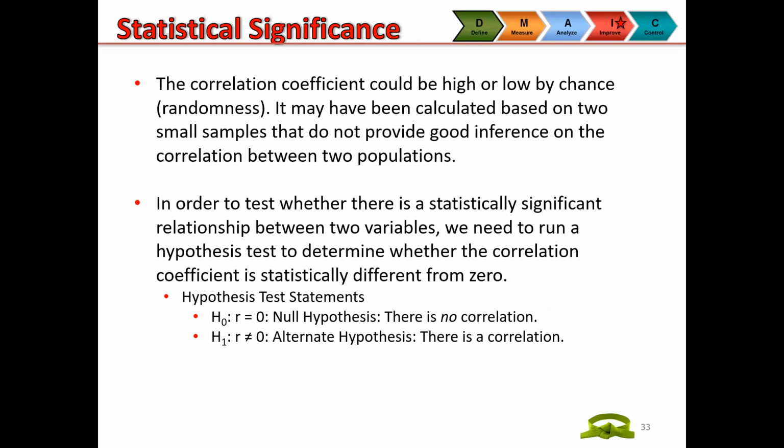And the correlation coefficient could be high or low by chance. It may have been calculated based on samples that are too small to provide good inference on the correlation between two populations. That's why it's always good to do a normality test, just to make sure that our process is stable and in control. So if we test whether there's a statistically significant relationship between two variables, we need to run a hypothesis test to determine whether the correlation coefficient is statistically different from 0, so the normality.